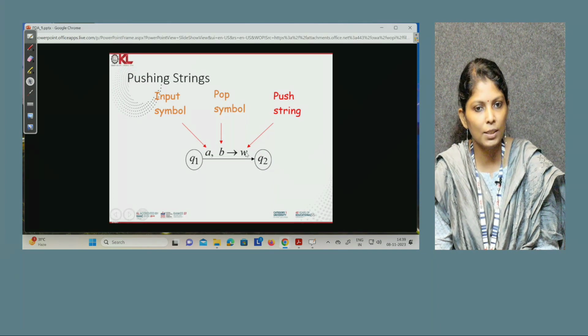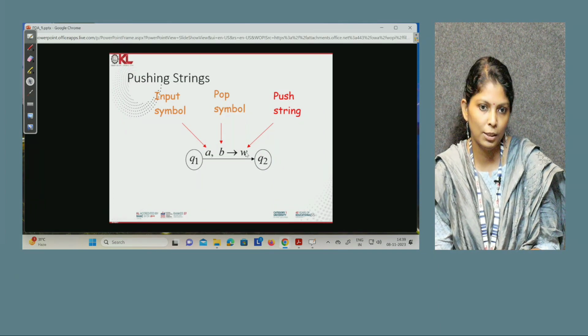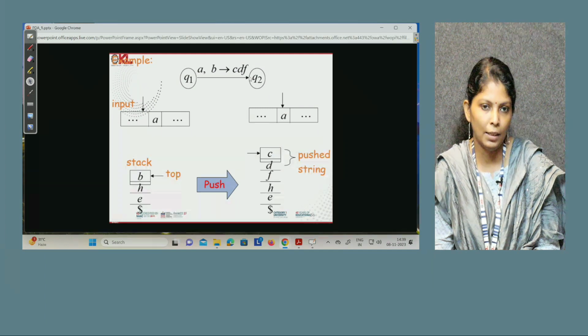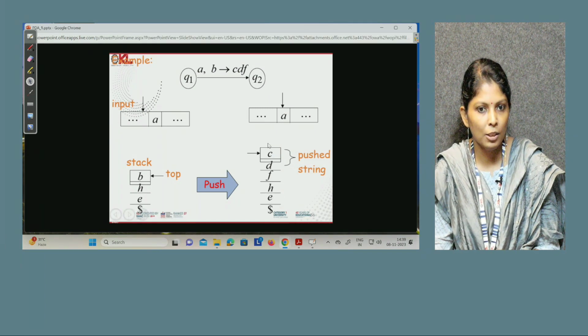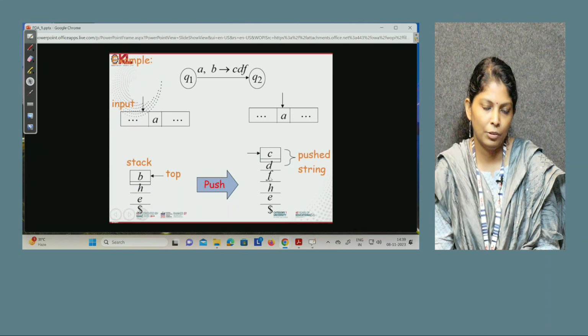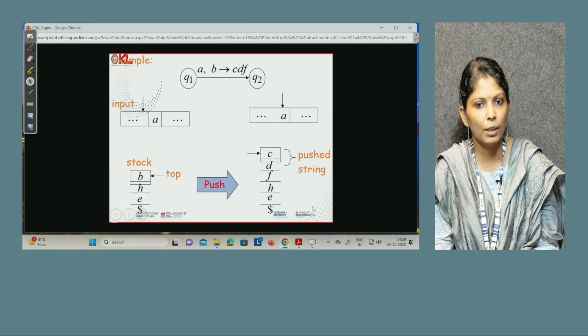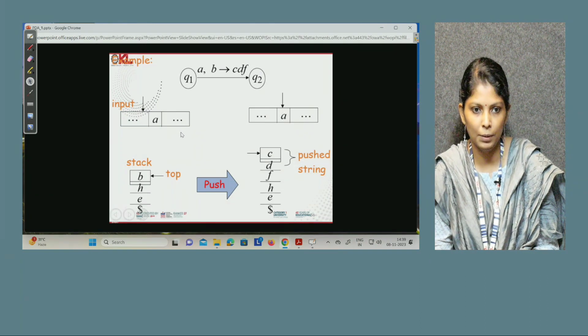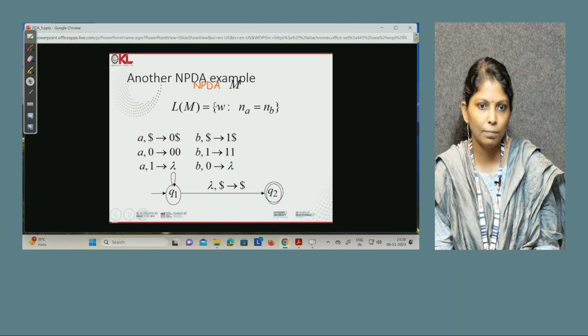Okay, we can push more than one symbol onto the stack at the same time. So this is the case: A comma B arrow CDF means B will be replaced with C, D and F. On the stack top we had B and it was replaced with C, D, F. See the order, C comes at the top, then D, F. So instead of one symbol, we can deal with multiple symbols or a string.